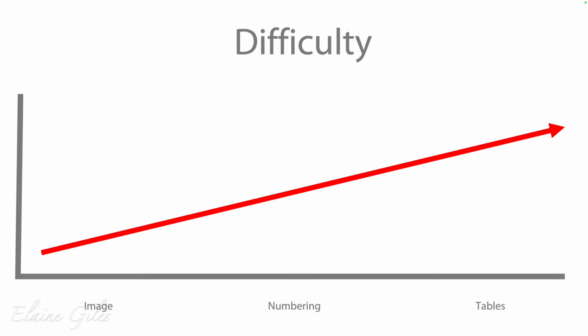However, there is another scale, which is flexibility. If you want to color code certain days and things, images, not your friend. Numbering gives you a little bit of an option, or a collection of options, in terms of formatting, but tables give you the most flexibility. So we have 3 distinct methods that I'll be showing you today. We will start off with calendar images.